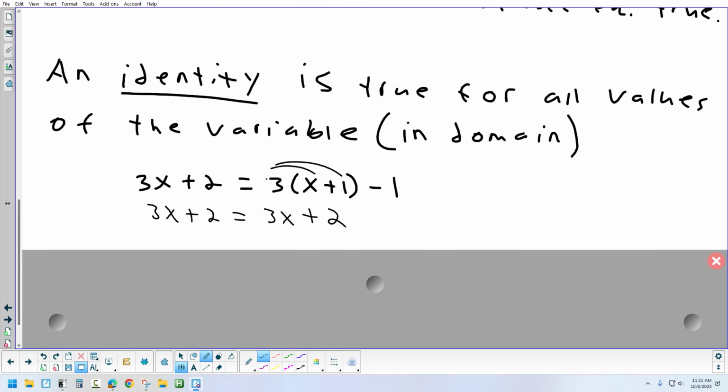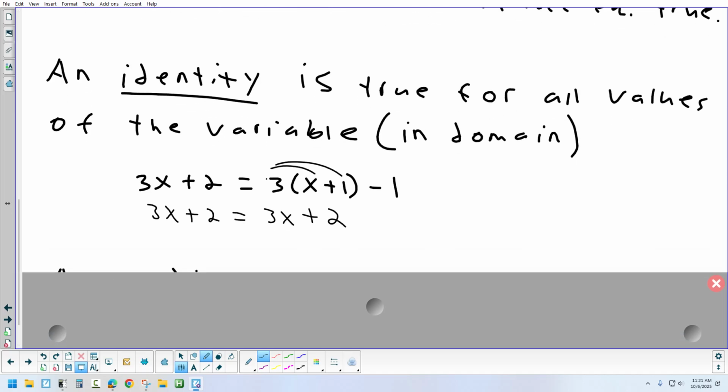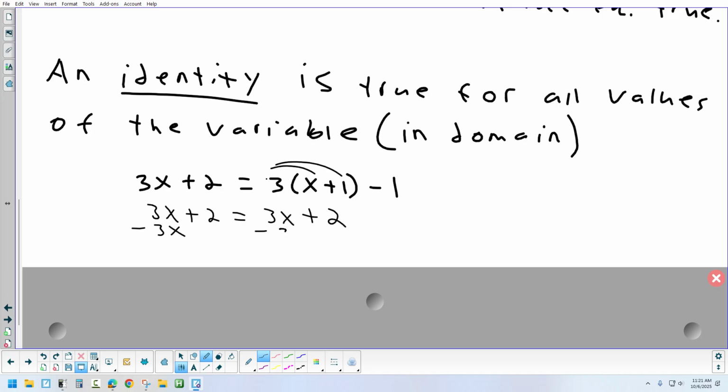Now, if you wanted to put all the x's on the same side, you could subtract them. But then you end up with 2, because that's gone, equals 2. You end up with 2 equals 2. That's an identity. When all the letters cancel out and you're left with a true statement, you're done. And it means that x can be anything. No matter what you plug in for x, it will always work because the left side and the right side are identical. They look a little different, but they're really not.